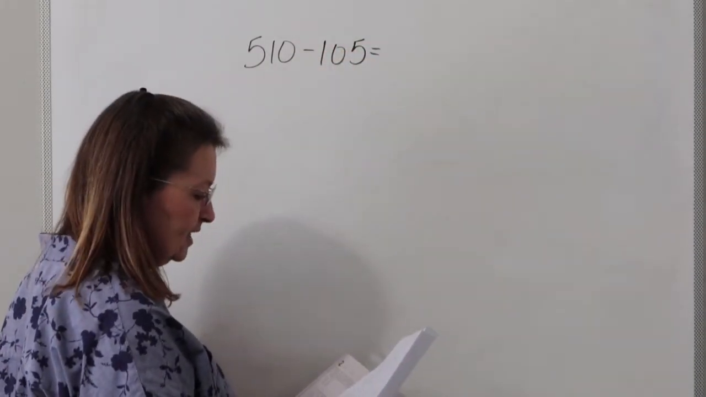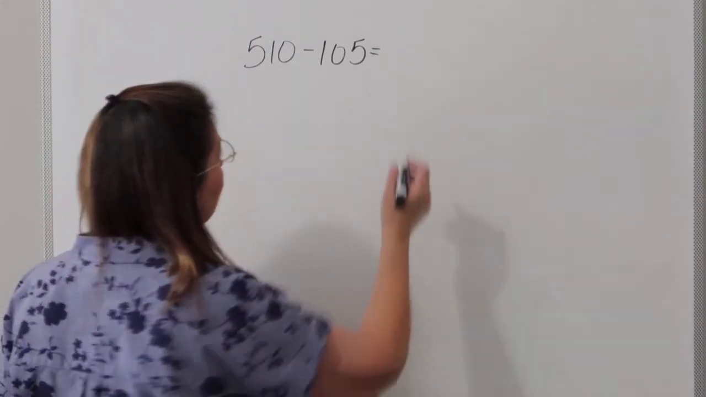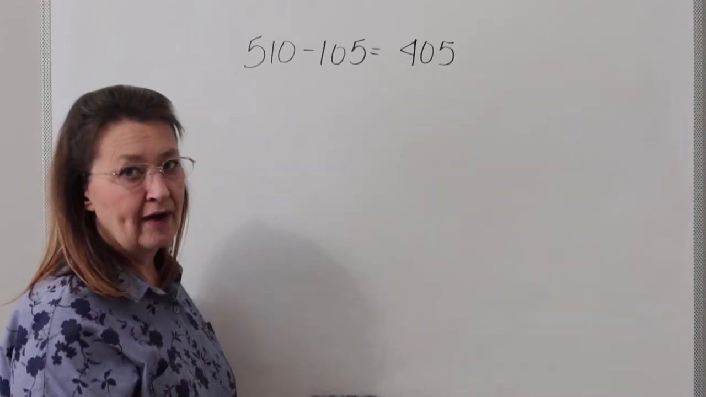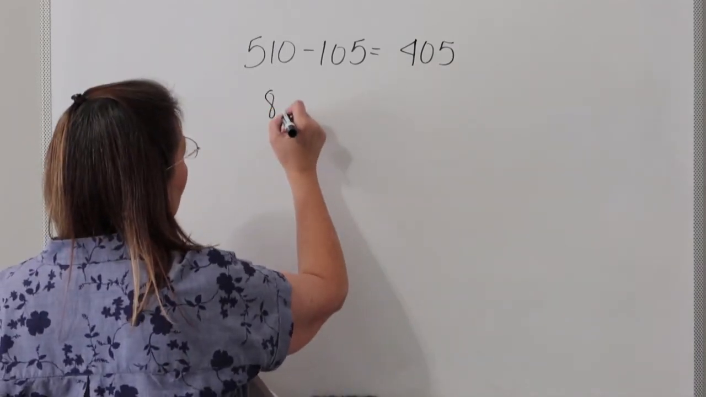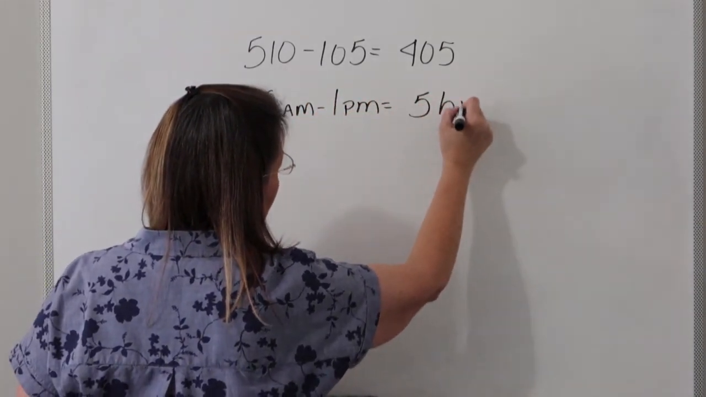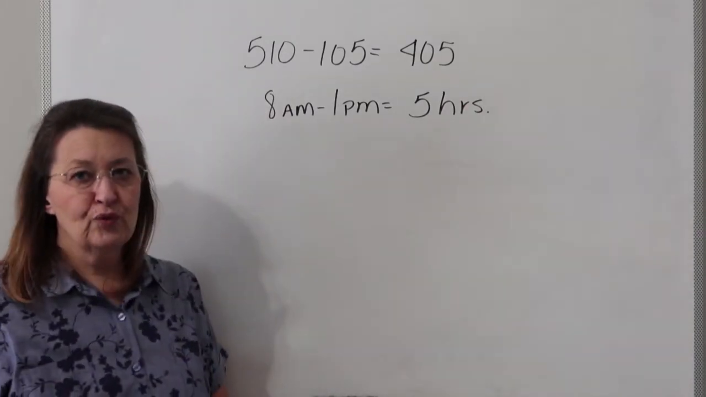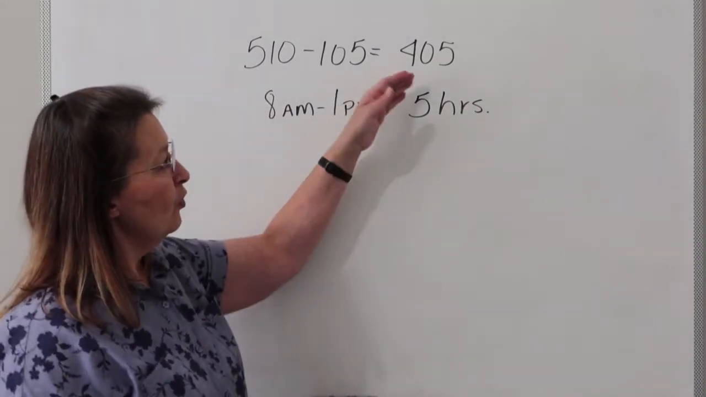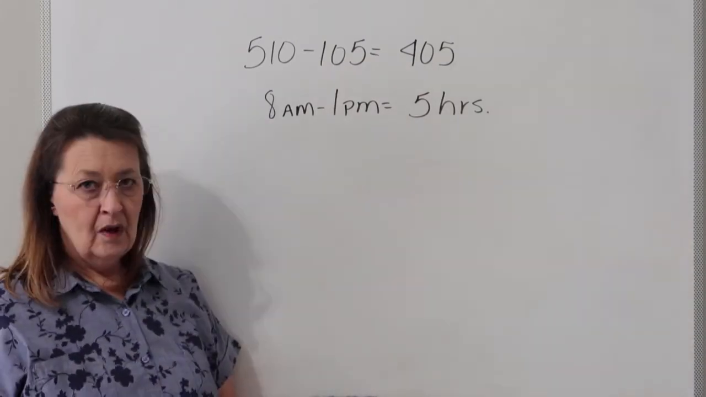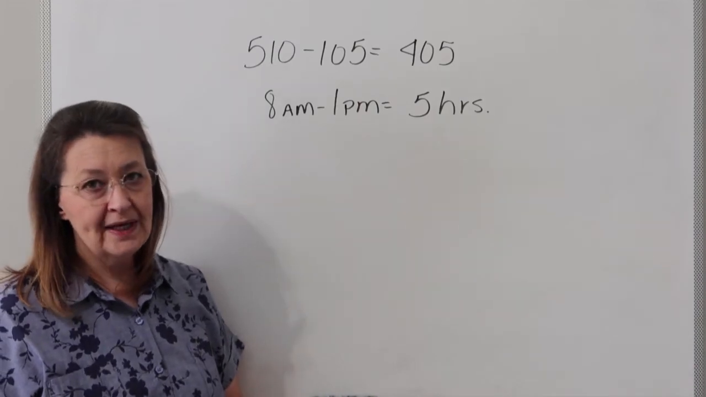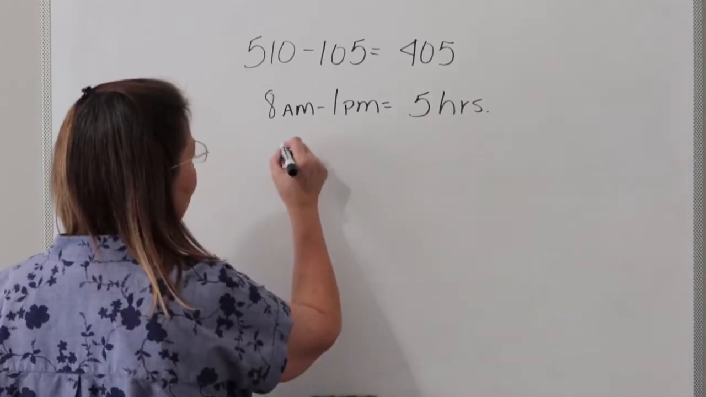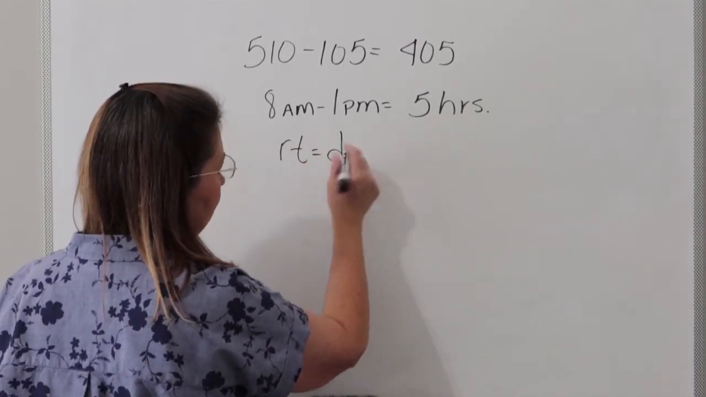And 510 minus 105, he traveled a distance of 405. So that's his distance traveled. Now, the time was from 8 a.m. to 1 p.m., which is 5 hours. So now to restate the problem, he traveled 405 miles in 5 hours. All right, the question asks us for average speed, so that's a rate. This is a rate, this is a distance problem, and I just always fall back on the rate times time is equal to distance.